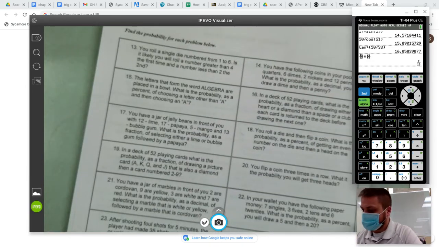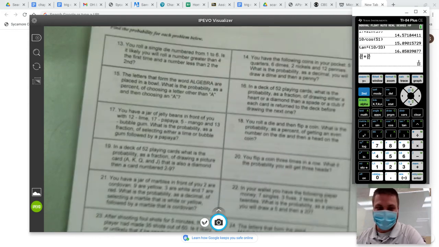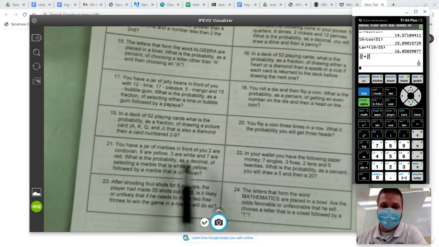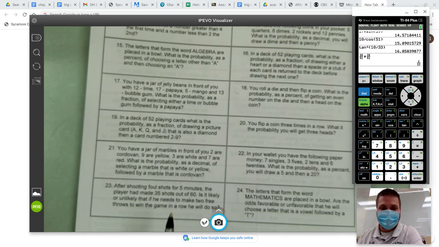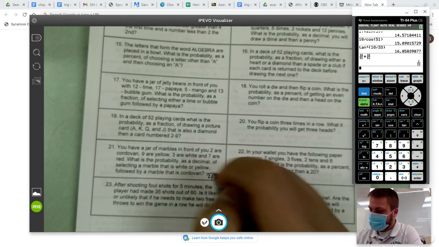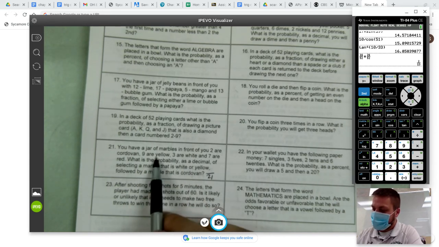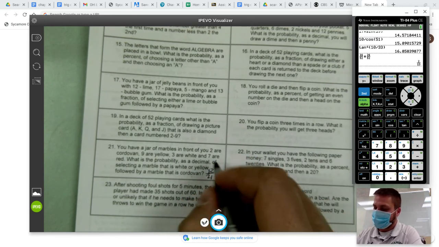Let's see if we can do one more here. Oh, these are good. You have a jar of marbles in front of you. 2 are one color, 9 are yellow, 3 are white, 7 are red. What's the probability of selecting a marble that is white or yellow, followed by one of the first color? If they don't tell you, then you are not replacing it, so let's assume that. How many total marbles are there? 2 plus 9 is 11, plus 3 is 14, plus 7 is 21 total marbles. On my first draw, success is white or yellow. There are 3 whites and 9 yellows, so 12 successful options.